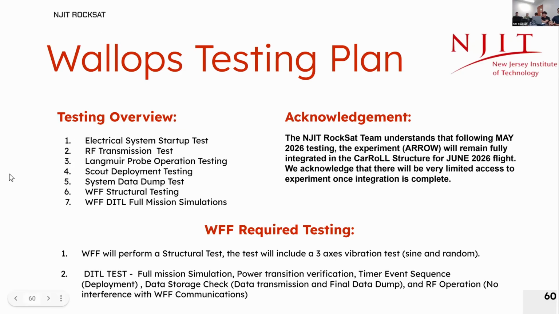As for the Wallops testing plan, the NJIT RockSat team understands that following May 2026 testing, the experiment era will remain fully integrated in the structure from the June 2026 flight. We acknowledge that there will be very limited access to the experiment once it's integrated and complete. As for the Wallops testing plan, minor changes have happened. We're still continuing the electrical system startup, RF transmission test, Langmuir probe operation test, Scout deployment testing, system data dump testing, and of course the Wallops structural test and full flight simulation as well.